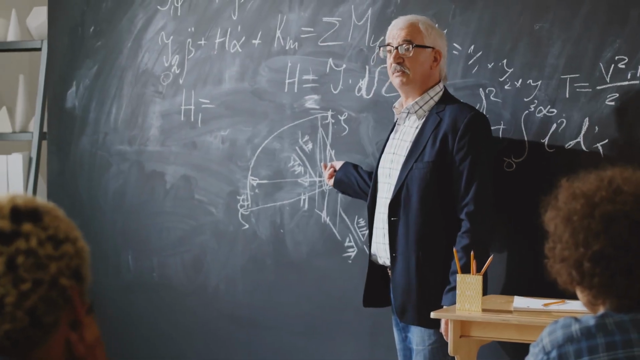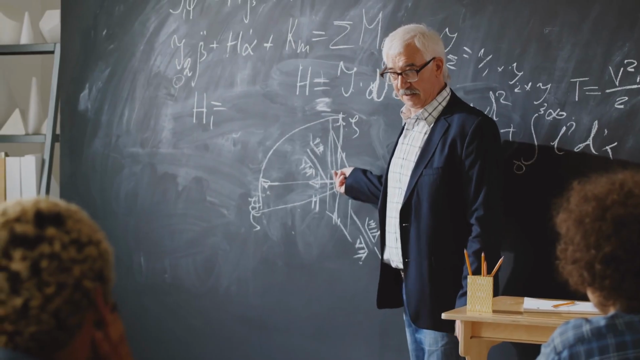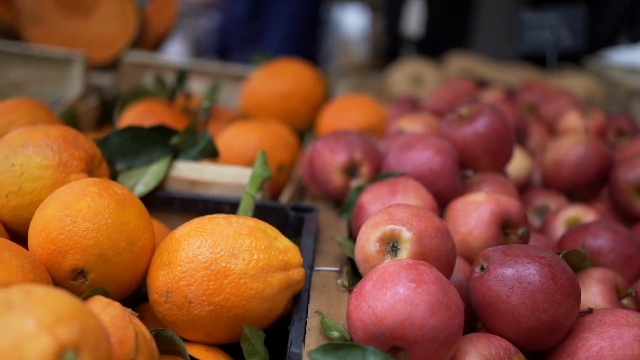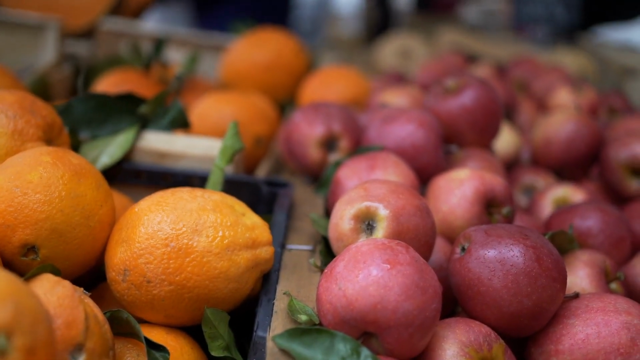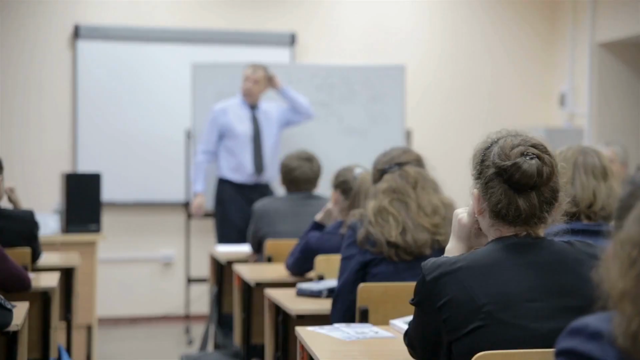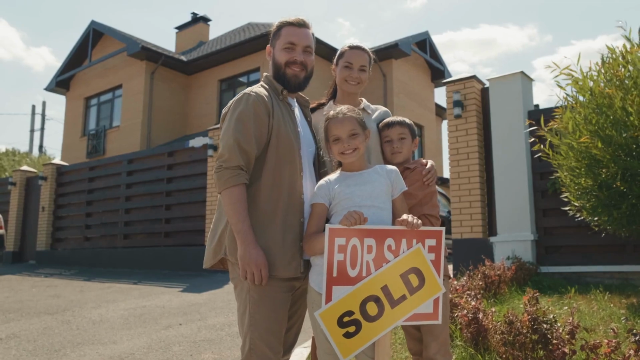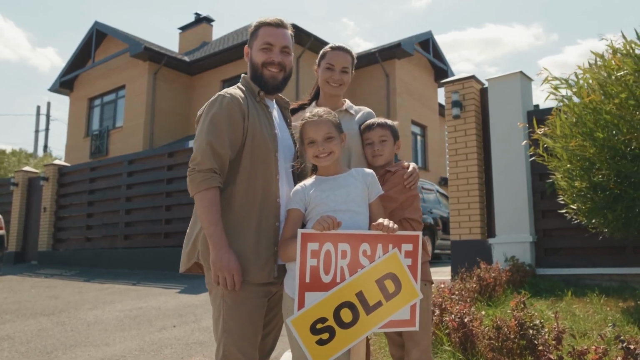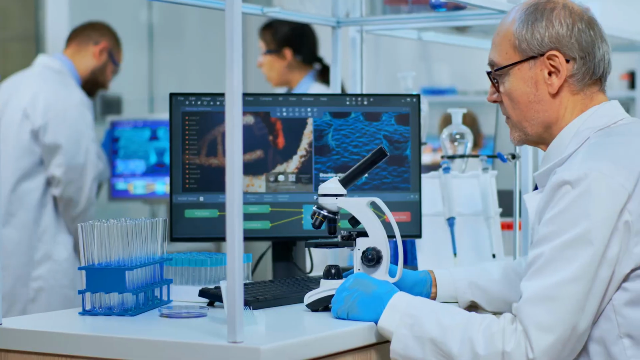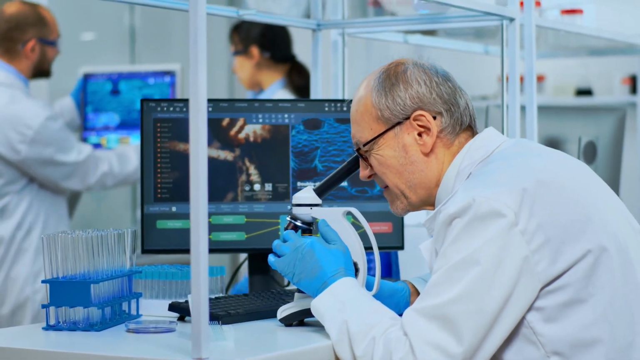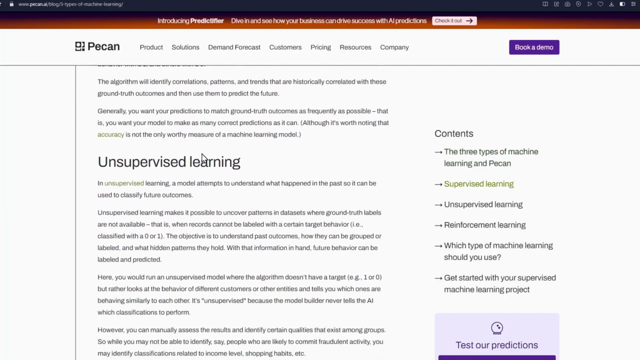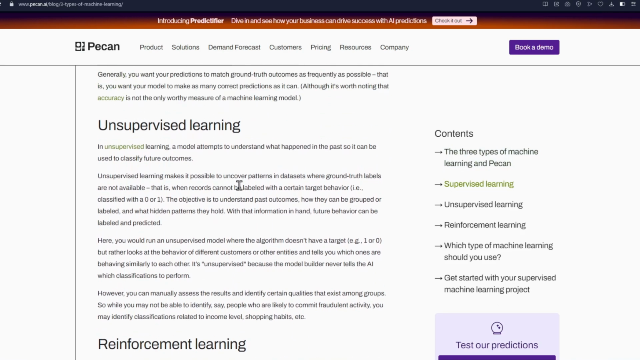Supervised learning is like having a teacher guide the process. Remember our apple and orange example? That's supervised learning because the training data comes with labels, like a teacher pointing out examples and explaining them. This method is widely used for tasks like predicting house prices based on past sales or even diagnosing diseases from medical scans.